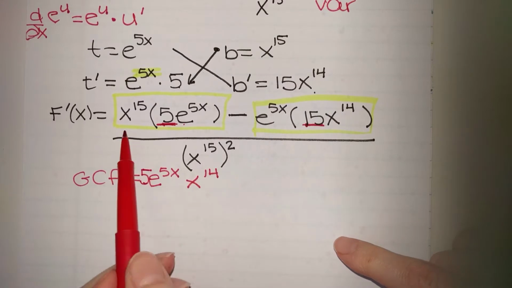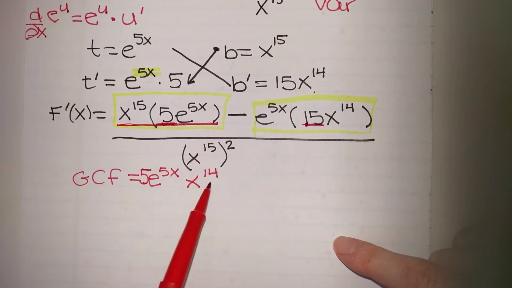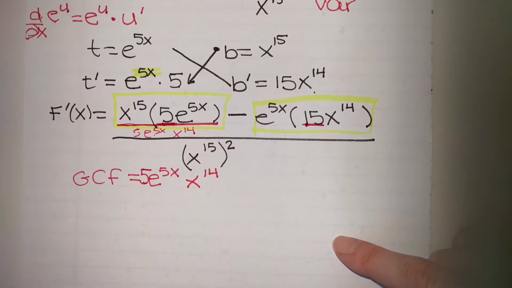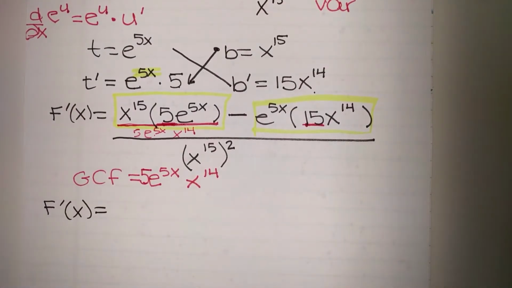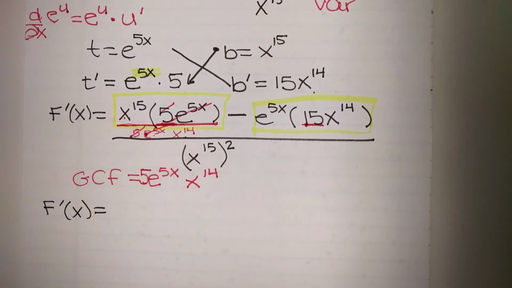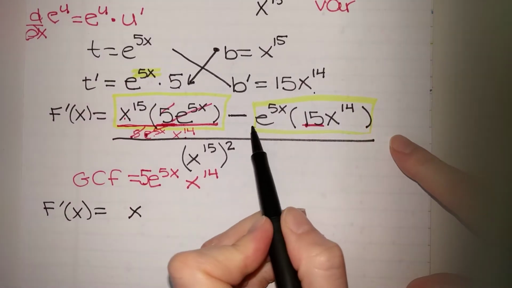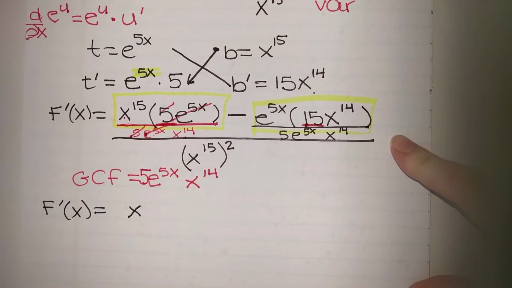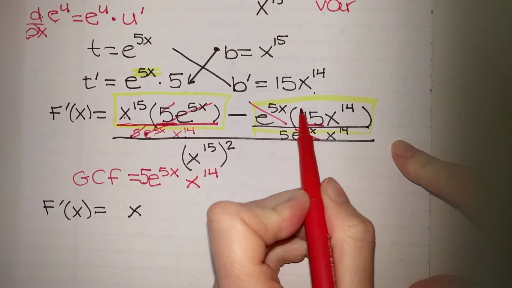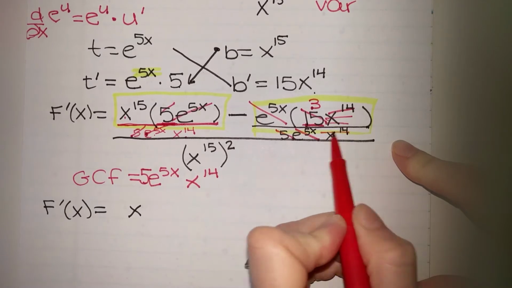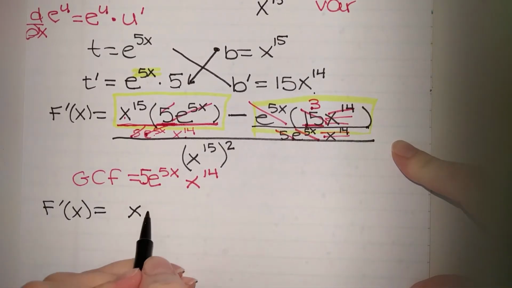All right, so what we're going to do is divide this first term by the GCF of 5e to the 5x, x to the 14th. Now, when we do that, what we will be left with in the numerator for that first term is that the 5's cancel out, the e to the 5x's cancel out, and x to the 15th over x to the 14th, when we subtract the exponents, would just give us x. Now over here, we're going to divide by that GCF, which again is 5e to the 5x times x to the 14th. And when we divide, the e to the 5x's cancel, the 15 and 5 will cancel to just give us 3 in the numerator, and then the x to the 14th cancels. So we are looking at x minus 3.